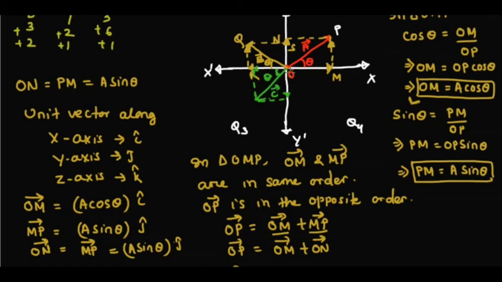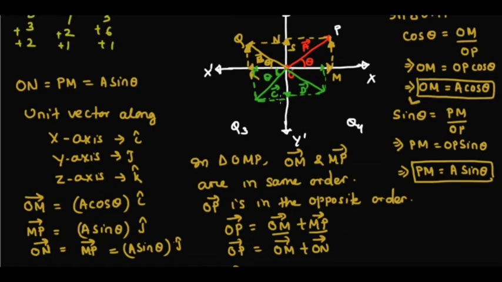Similarly, if you have a vector in the fourth quadrant like this vector d, and if you split it, you'll see that the x component will be directed along plus i cap and the y component will be directed along the minus j cap direction. So in this way you can split a vector into its components in two dimensions.